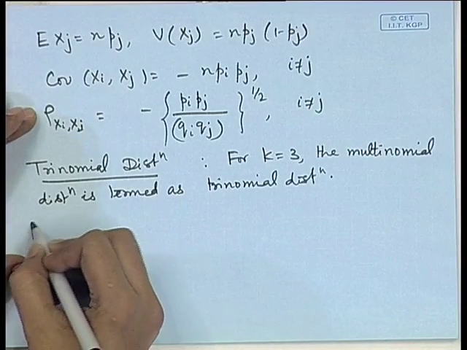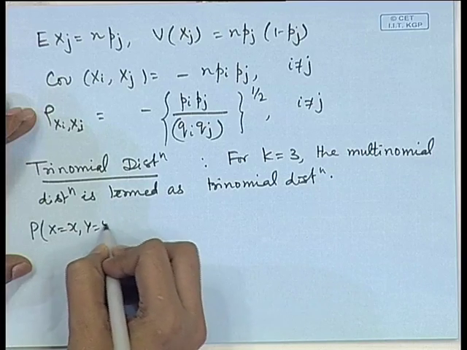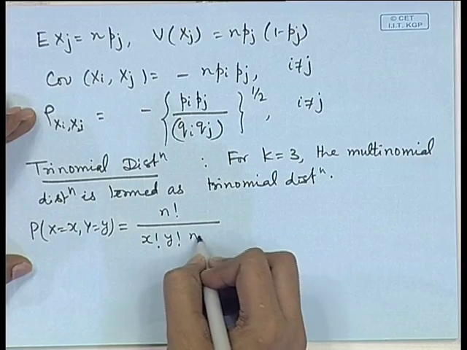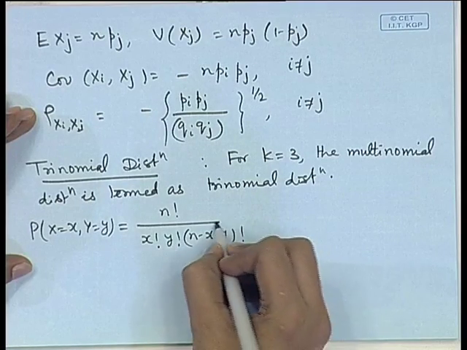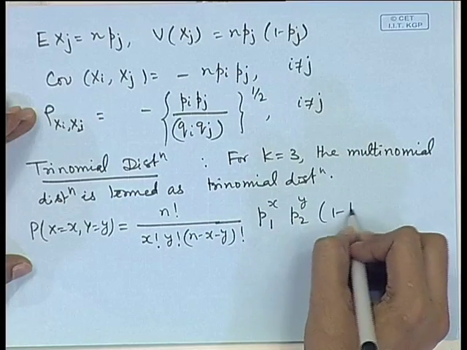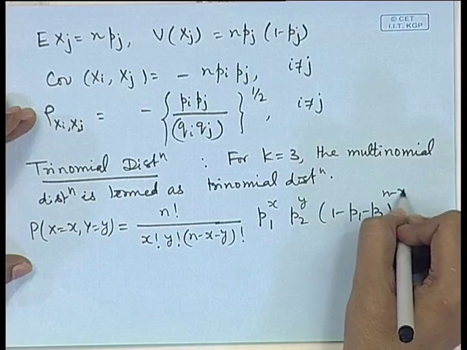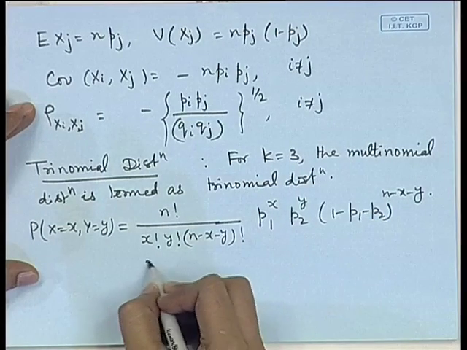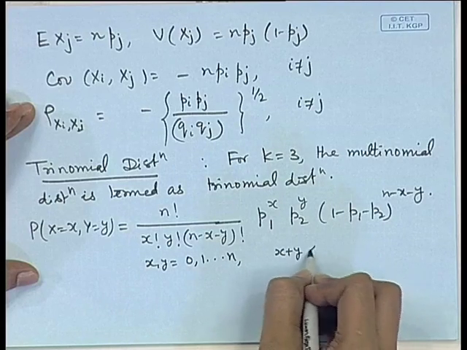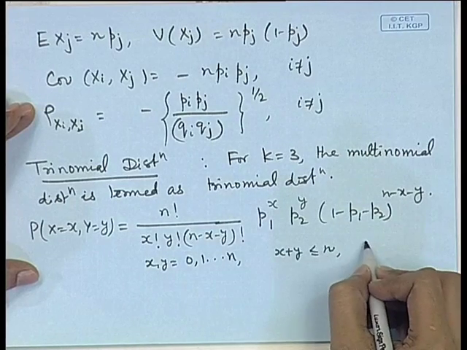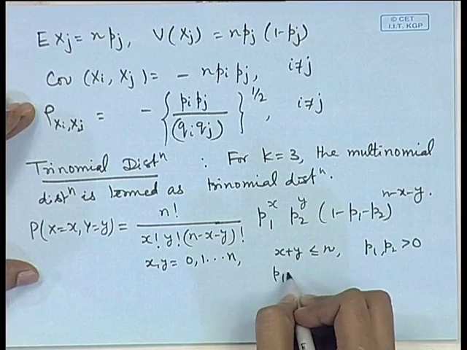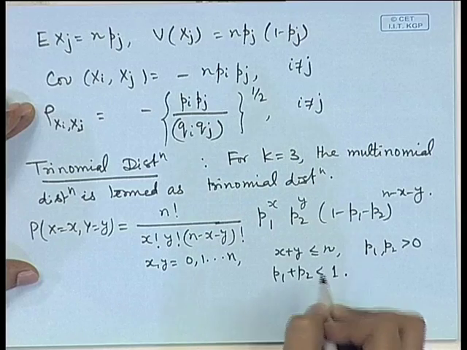So, for the trinomial distribution, we can write the probability mass function as n factorial divided by x factorial y factorial n minus x minus y factorial, times p 1 to the power x, p 2 to the power y, 1 minus p 1 minus p 2 to the power n minus x minus y. Here x and y can take values 0, 1 to n, subject to the condition that x plus y is less than or equal to n, and of course, p 1, p 2 are greater than 0, subject to the condition that p 1 plus p 2 is less than or equal to 1.